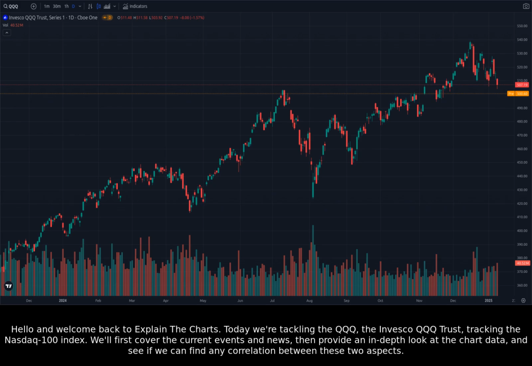Today we're tackling the QQQ, the Invesco QQQ Trust, tracking the Nasdaq 100 index. We'll first cover the current events and news, then provide an in-depth look at the chart data and see if we can find any correlation between these two aspects.